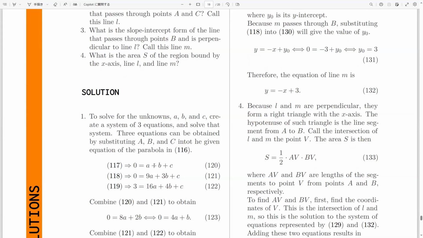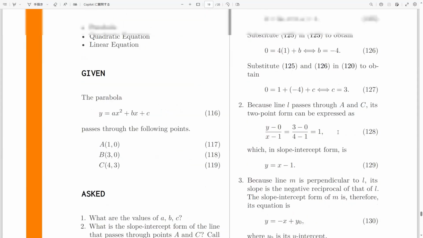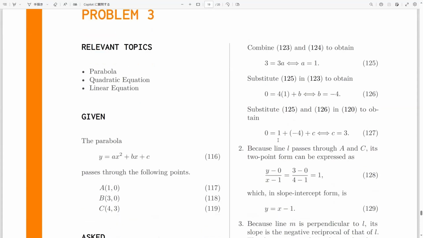I can use any of these three, but I'm going to choose the first one because the numbers here are smaller. So I'm going to have 0 equals 1 minus 4 plus C. And what we're left with is, so that's this one. We see that C equals 3.